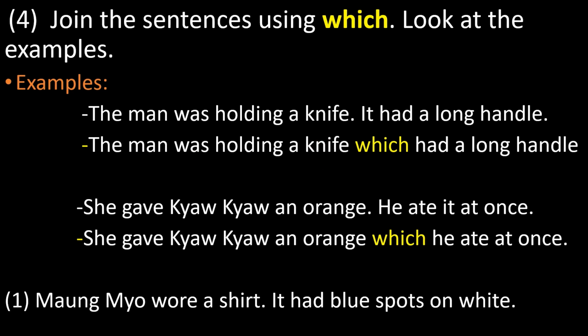She gave Jojo an orange. He ate it at once. She gave Jojo an orange which he ate at once. Maung Myo wore a shirt. It had blue spots on it, blue spots on white. Maung Myo wore a shirt which had blue spots on white.